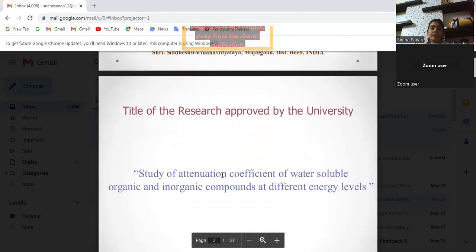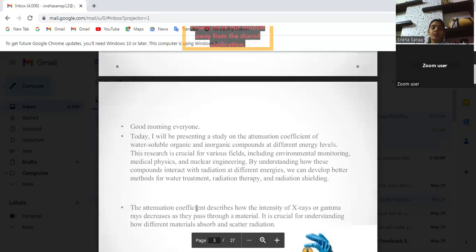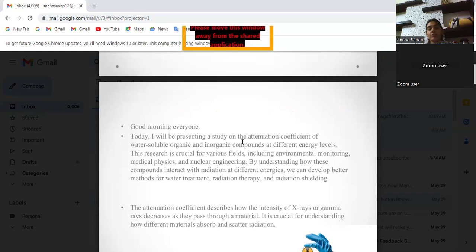My topic is the study of the attenuation coefficient of water soluble organic and inorganic compounds at different energy levels. Today I will be presenting a study on the attenuation coefficient of water soluble organic and inorganic compounds at different energy levels.